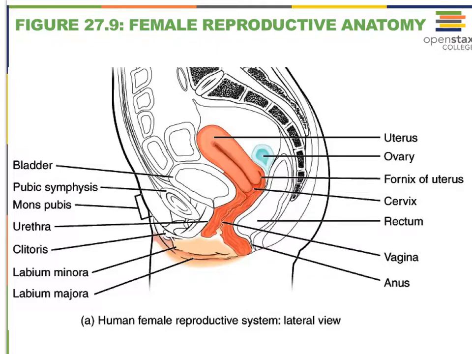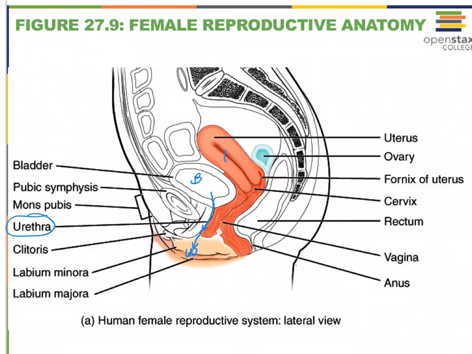And just to get oriented, I'm going to point out a few structures that are internally located. So for instance, right here we have the bladder. The bladder, of course, is going to lead the urine into the urethra, labeled right here. And then the urethra is going to go out of the body via the urethral orifice. I'll refer to it as the UO for urethral orifice.